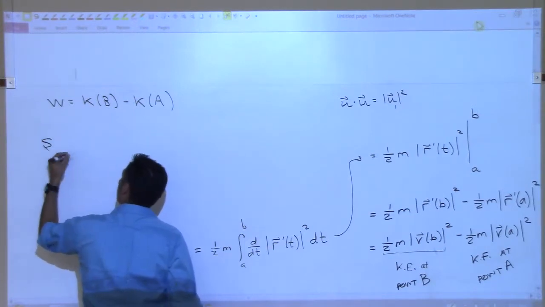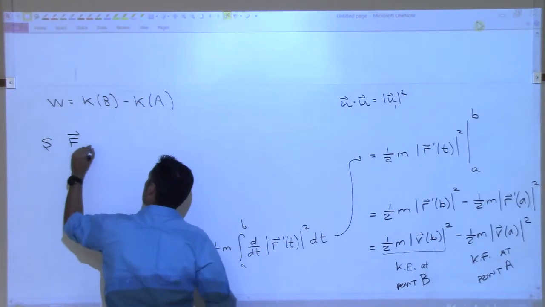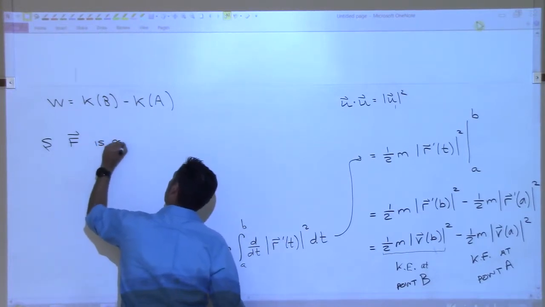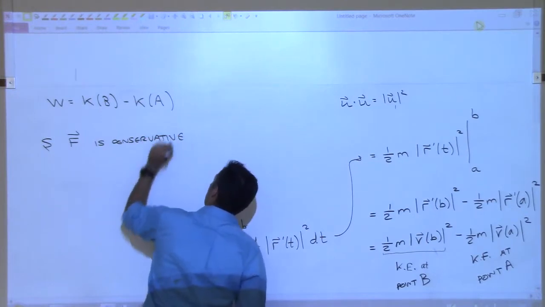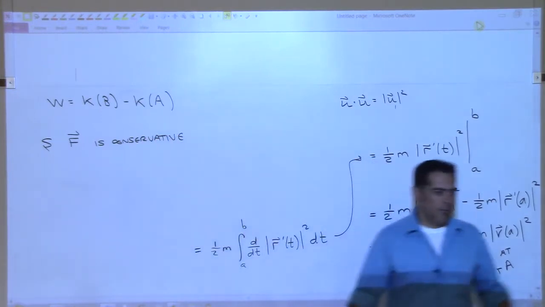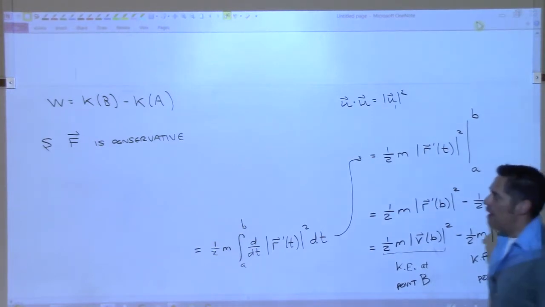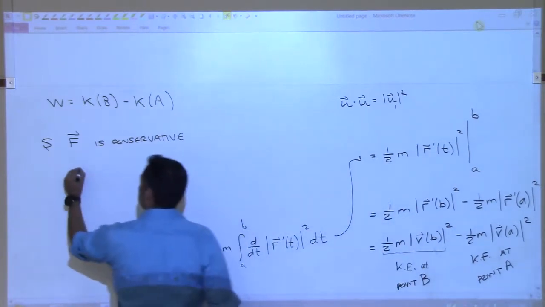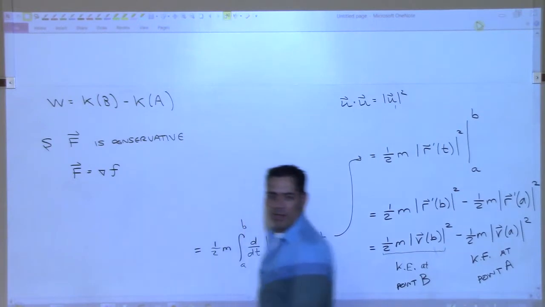Suppose that your vector field is conservative. What does that mean? So now we're kind of clearing our minds a little bit here and we're starting over. Suppose we have a conservative vector field. That means that F is the gradient of some scalar function, right?